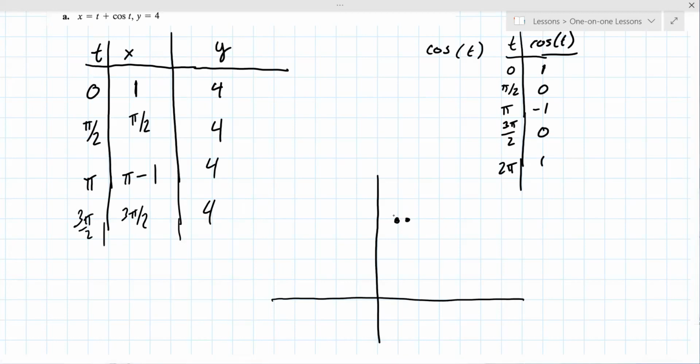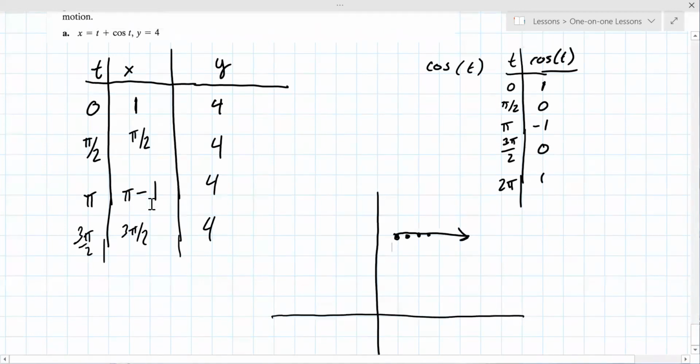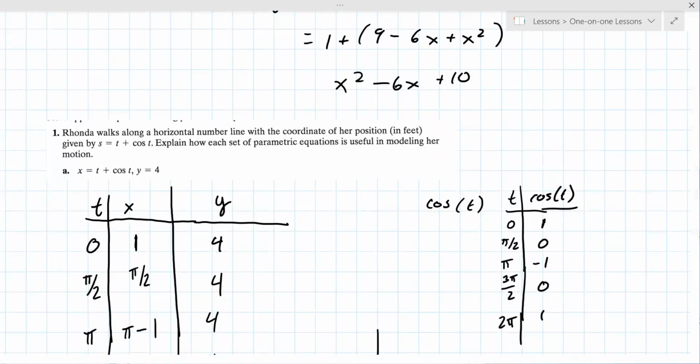There's not going to be a curve because if y is the same, it's all going to be in a straight line. It doesn't matter what number it is. What's interesting is pi minus 1 is over here, 3 pi over 2 is over here. So it looks like this thing just goes to the right. It's a little weird, but that's what it is.